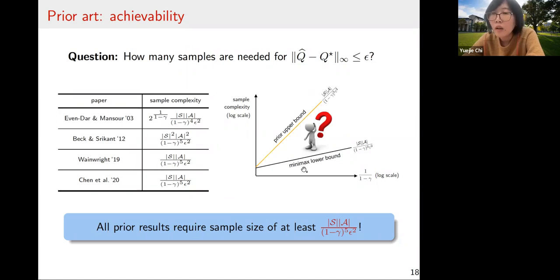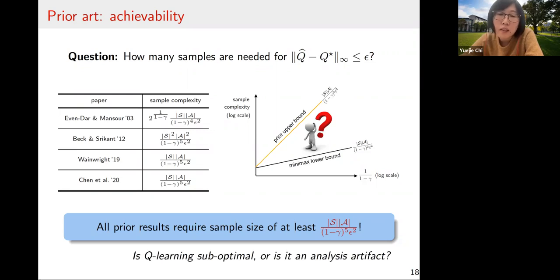Well, we also know from the literature, if you don't care about what algorithm you use, the minimax lower bound for this problem scales on the order of SA divided by (1 minus gamma) to the 3rd order times epsilon squared. So if you compare this upper bound with this minimax lower bound, especially in terms of dependency on the effective horizon, we see there is an interesting gap: all the prior upper bounds have a dependency on the 5th order, while the minimax lower bound only has a dependency on the 3rd order. So the natural question is, does this mean Q-learning is inherently suboptimal? Or is this an analysis artifact that people just haven't tried hard enough to tighten the upper bound?